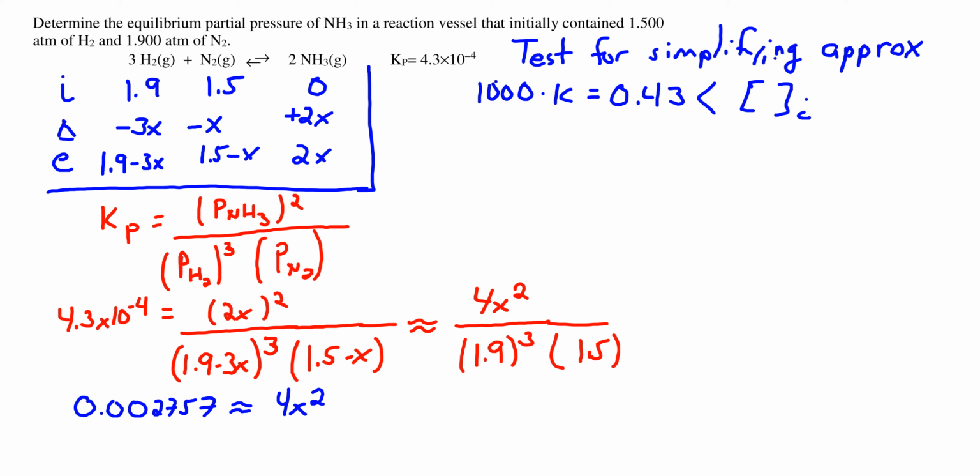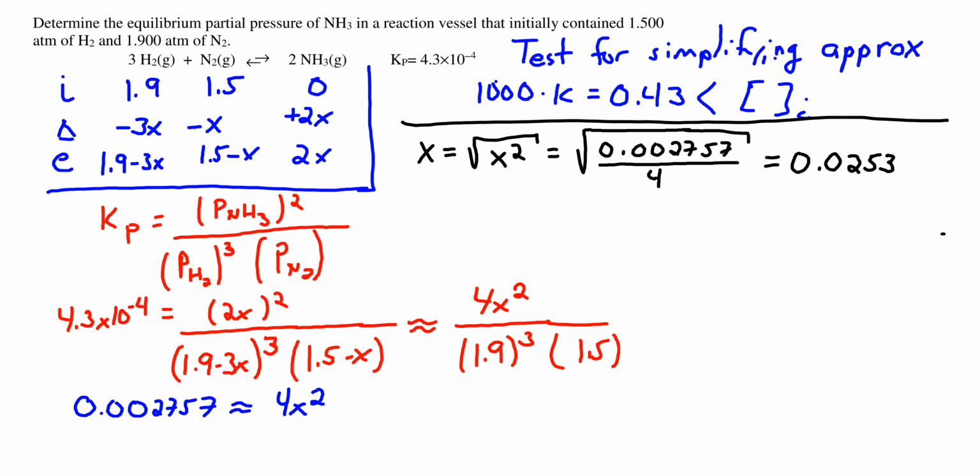So now we solve for x. All right, so we finish solving for x. We find x is equal to 0.0253. We'll carry that extra sig fig through the rest of the problem. Now that we have x, we can go back and answer our question, which is to determine the equilibrium partial pressure of our product, NH3.